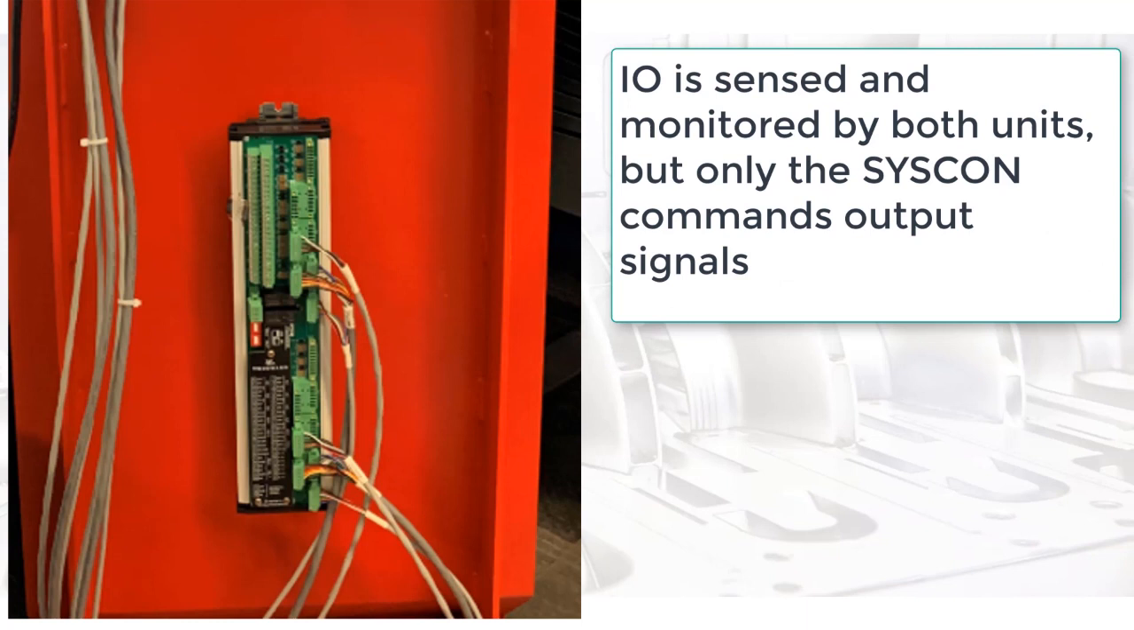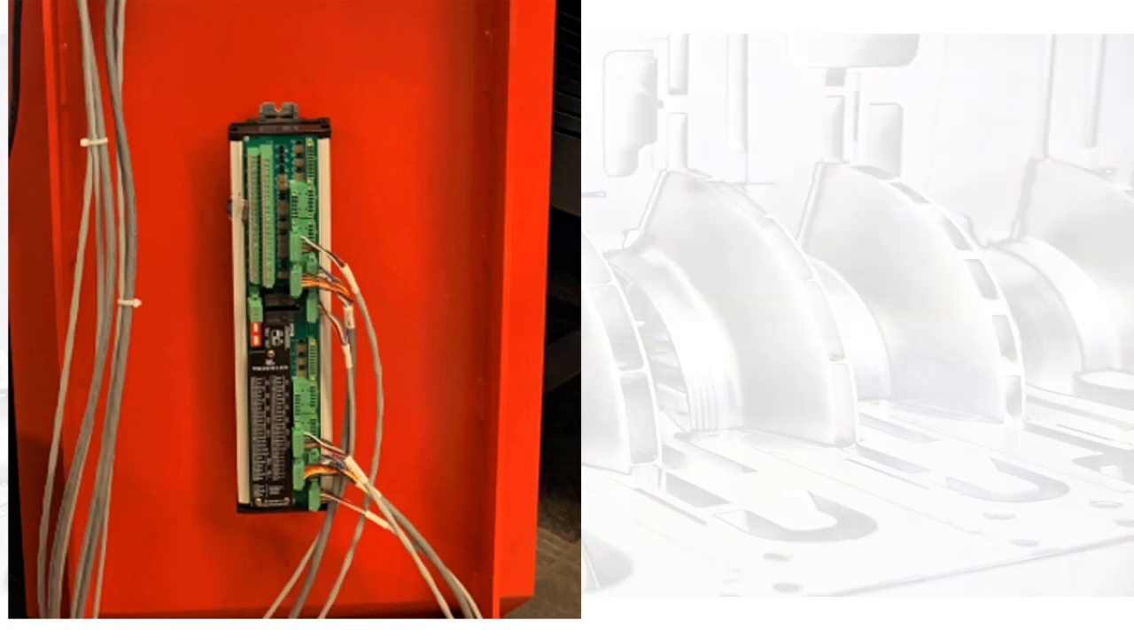The syscon communicates control states to the backup via the Ethernet link. The backup monitors input and output signals for health and communicates channel status back to the syscon via the Ethernet link.